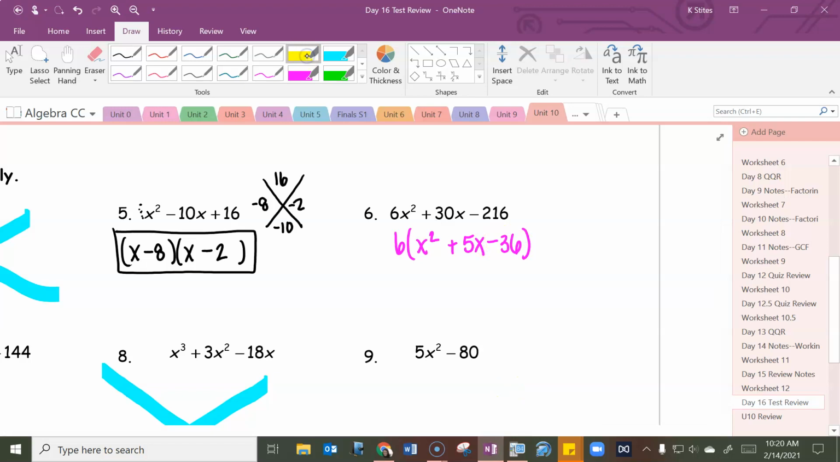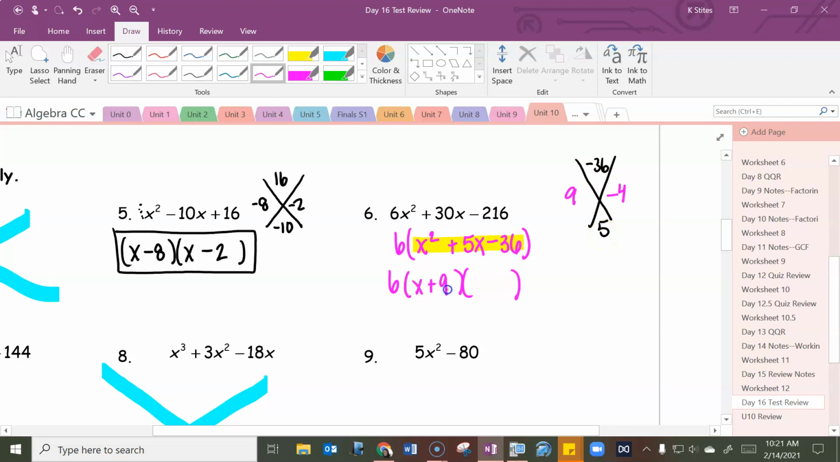Now remember, you're not done. You still have to do this box problem right here. So we're multiplying to negative 36 and we're adding to 5. And those numbers are going to be a 9 and a 4. But one of them needs to be negative. It's going to be the 4 because we're adding to a positive 5. All right, and that's your answer.